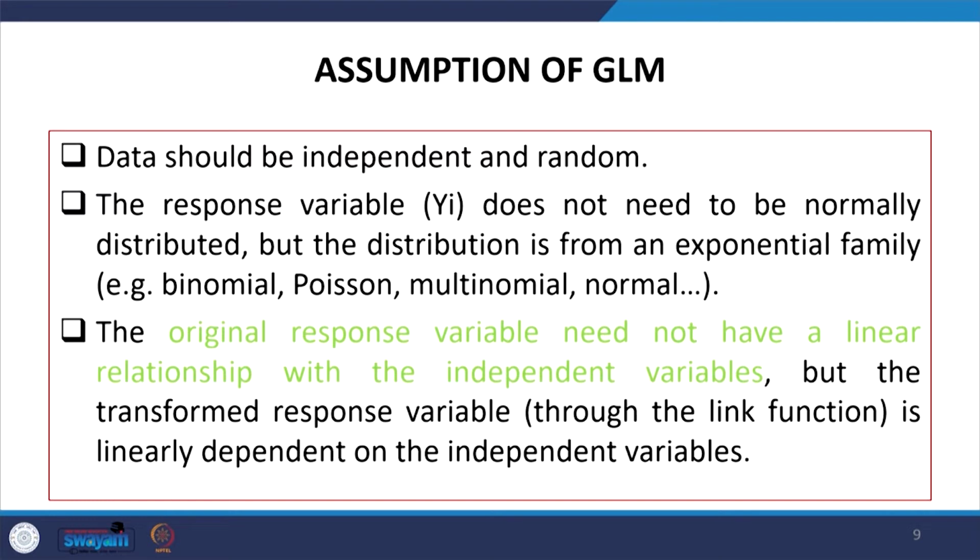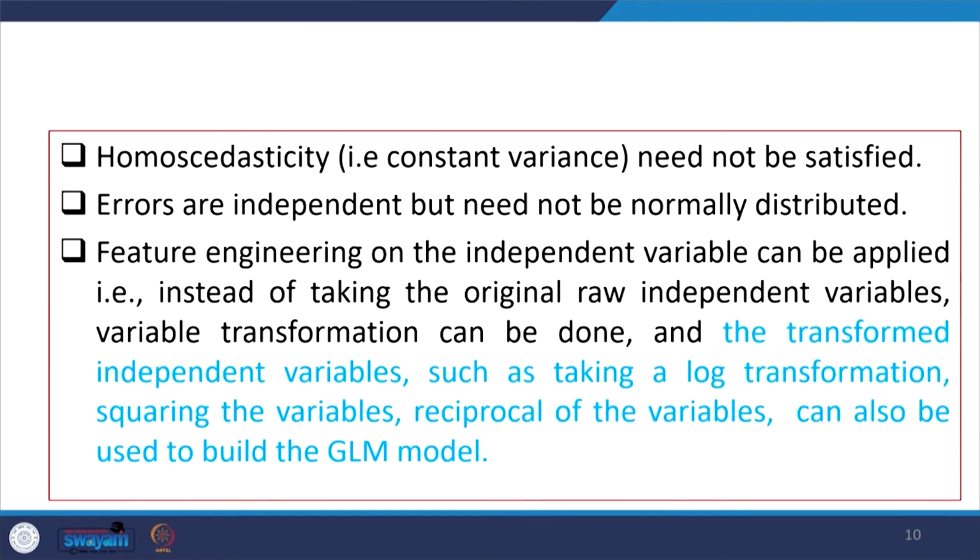The original response variable need not have a linear relationship with the independent variables, but the transformed response variable through the link function is linearly dependent on the independent variables that we have just discussed. Another assumption is that homoscedasticity need not be satisfied, since our distribution is following a different exponential format. So, it is not required to be satisfied. So, errors are independent, but need not be normally distributed.